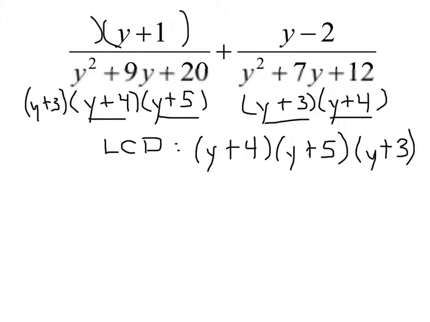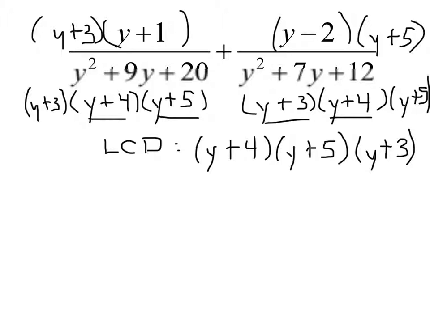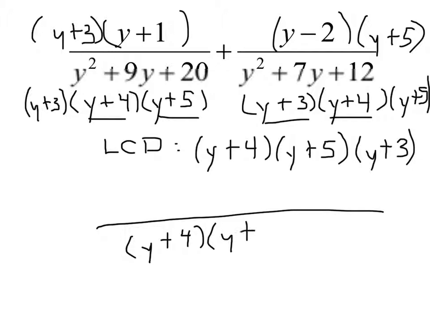So let's multiply numerator and denominator by y plus 3. We're going to have to FOIL that to multiply those out. Our second fraction has y plus 3. It has y plus 4. It doesn't have y plus 5. So we're going to have to multiply numerator and denominator by y plus 5. And once again, we have to FOIL out the numerator. So our least common denominator is y plus 4, y plus 5, y plus 3. And it doesn't matter in what order you write those.